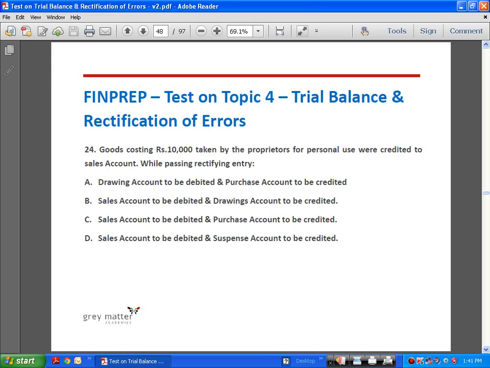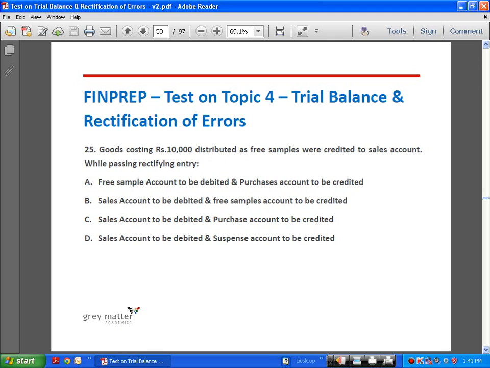Goods costing rupees 10,000 taken by the proprietors for personal use were credited to the sales account. See, the correct entry for this should be drawings account debit to purchases, but instead the entry that has been passed is drawings account debit to sales. So there is a wrong credit to sales account, so we have to debit the sales account and we have to credit purchases account. So entry will be sales account debit to purchases account. Option is C.